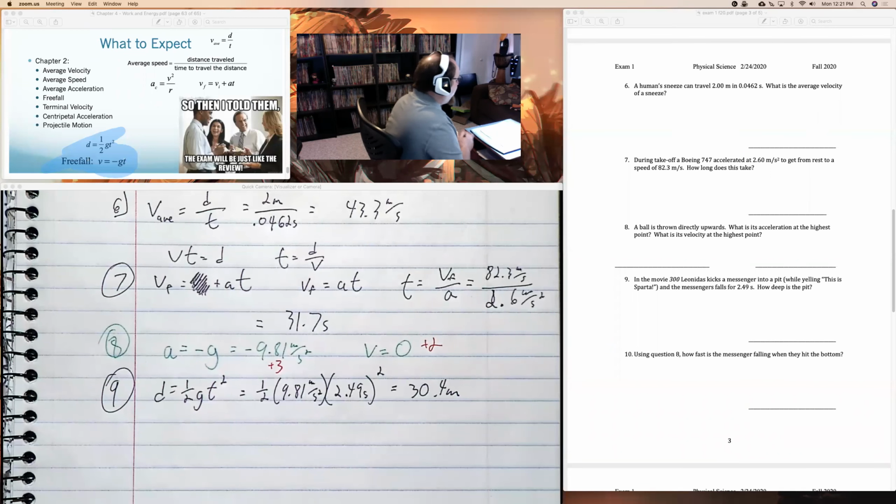Things that can change up is sometimes I give d and ask for t. If I give d and ask for t, just rearrange and solve for t instead. We've done problems like that. In class, we did it with a penny falling off the Empire State Building. So you can look at that if you want an example. I do sometimes work problems together.